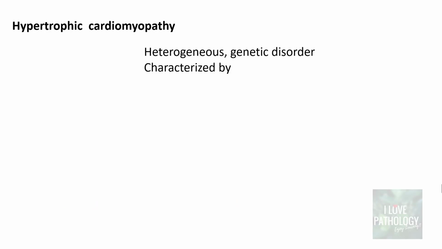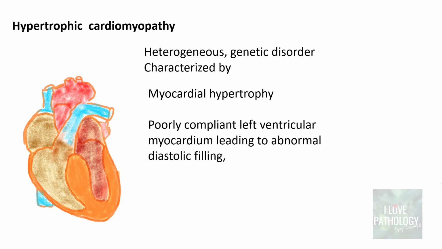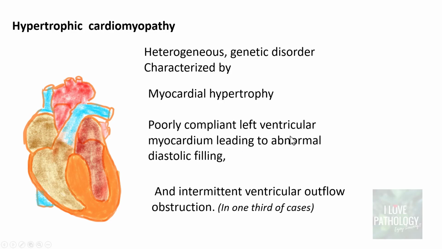This is a heterogeneous genetic disorder which is characterized by myocardial hypertrophy. And that's the reason why it is called hypertrophic cardiomyopathy. It's pretty simple, right? Basically, there is poor compliance of the left ventricular myocardium, which leads to abnormal diastolic filling. That is very, very important. Okay. So there will be abnormal diastolic filling.